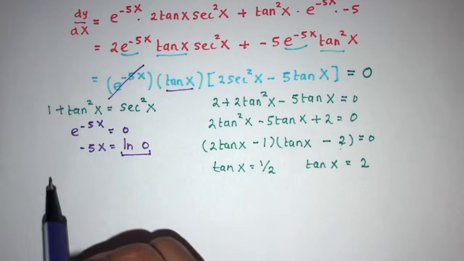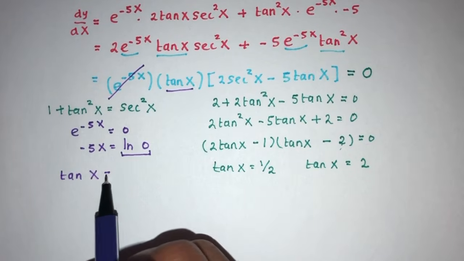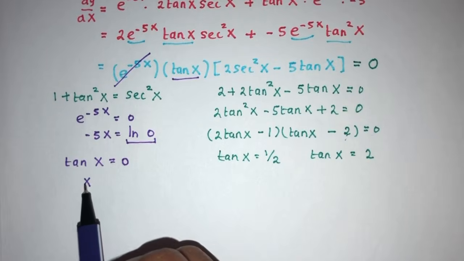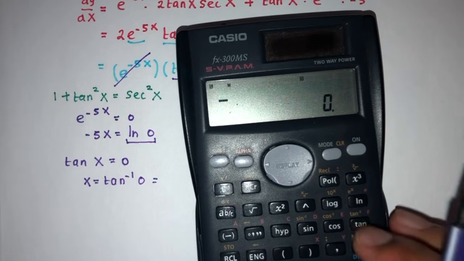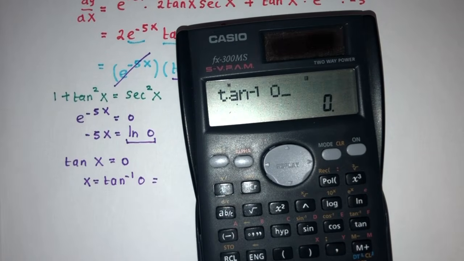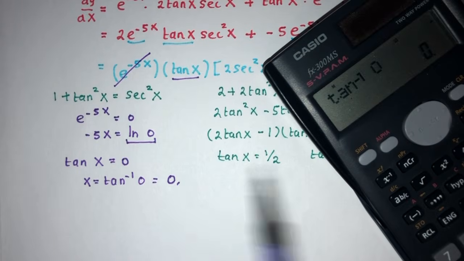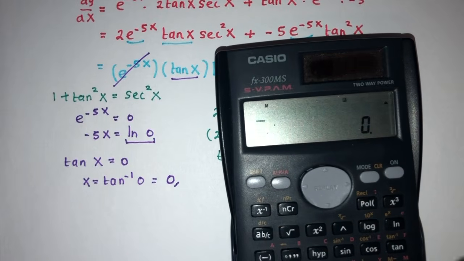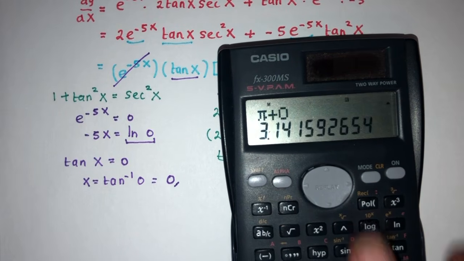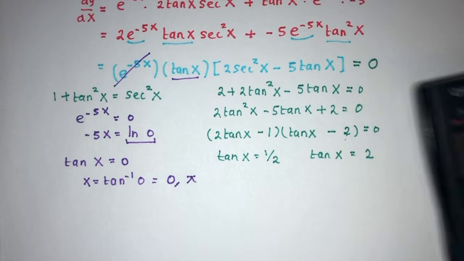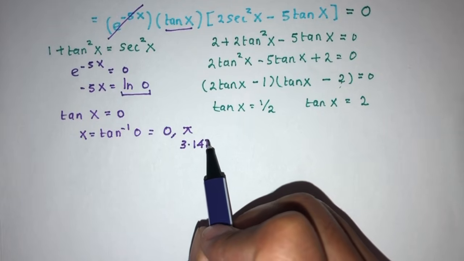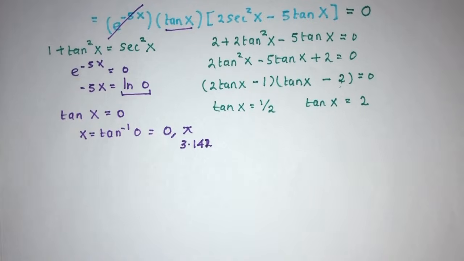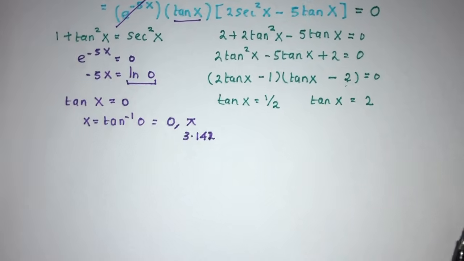How about this one? Tan x is equal to 0. Now x could be what? Tan inverse of 0. That should give you what? Let's check. We have to use radians here: 0. That's one of the possible values. And also the other one will be pi plus 0, that should be pi. But here we have to write down the value correct to 3 decimal places, that will be 3.142. That should be the other value. Now, for now, let's just write this down and then move on with the question.